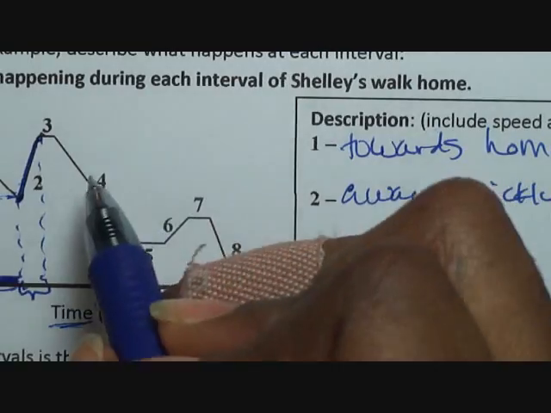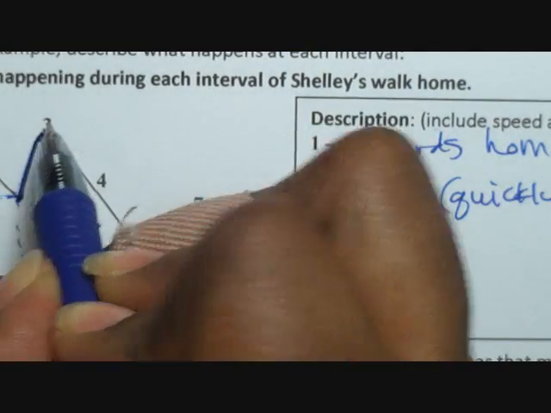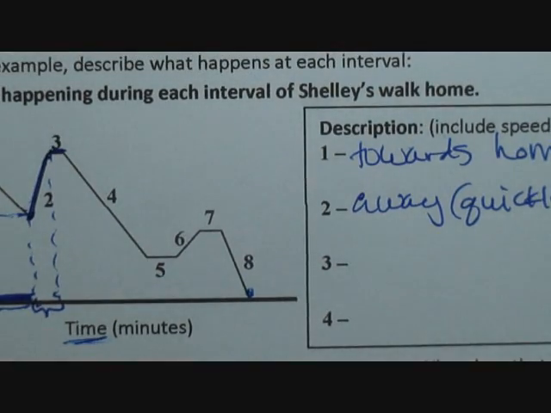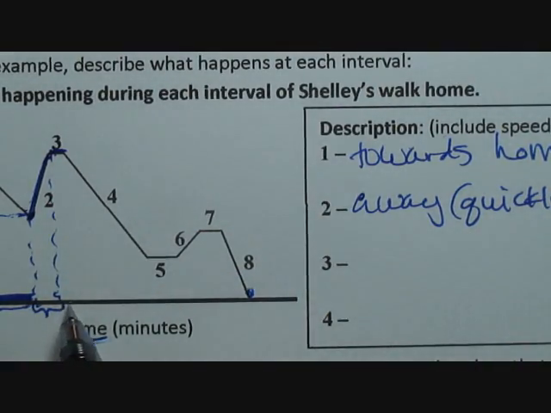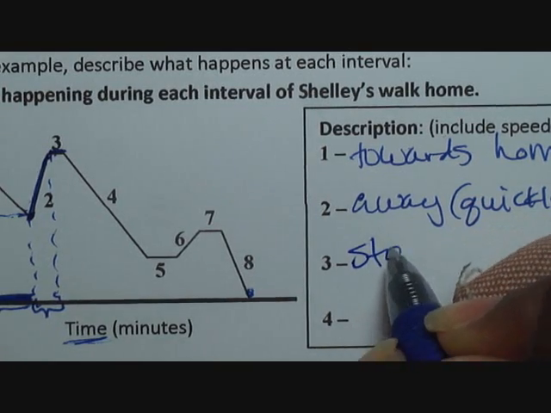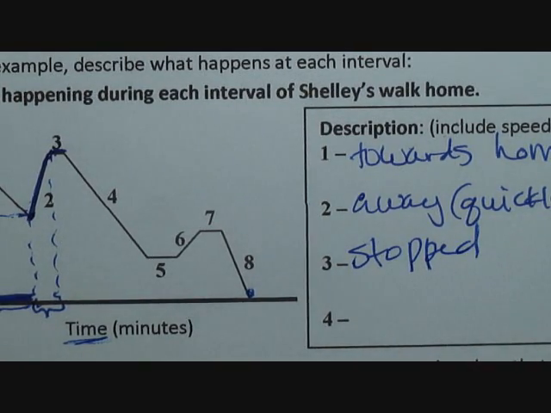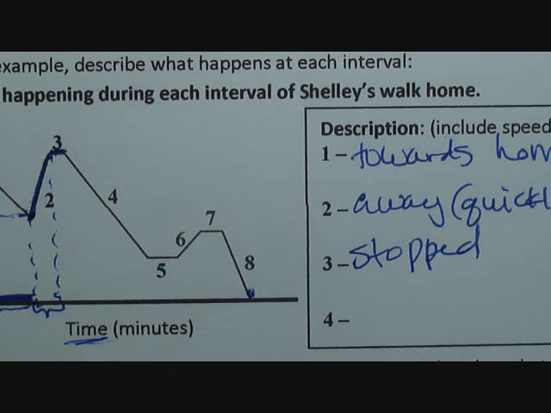Then at 3, there's a line straight across, and this is basically telling me that she's not traveling any distance, but time is still going. So that tells me that she stopped at this point. And we don't need to include speed because she stopped. There's no direction. She's just stopped.